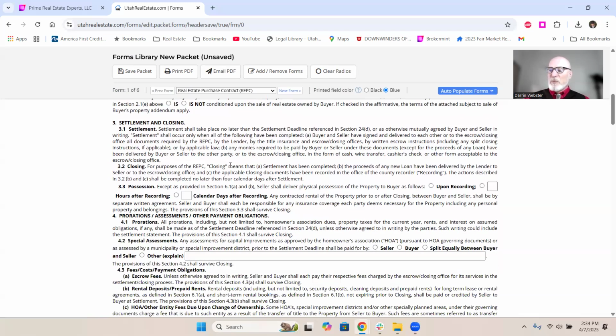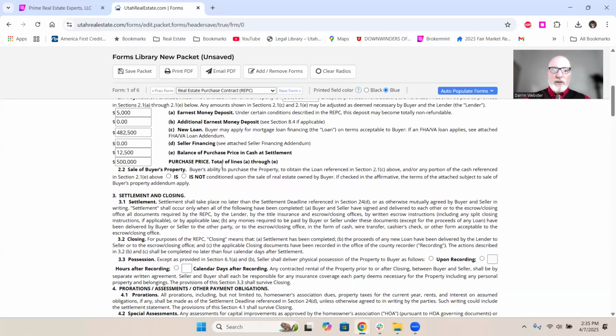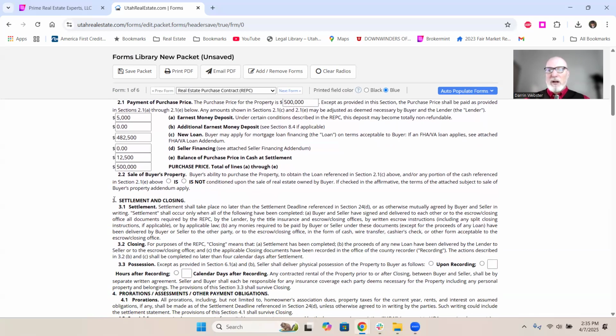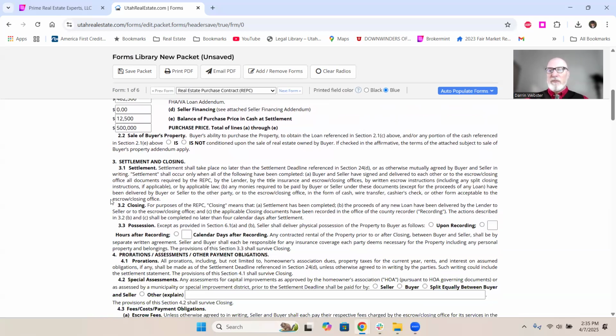Settlement and closing. This is what your buyers need to understand are two separate events. Settlement and closing are not the same thing. Settlement is, according to the contract, when all of the documents have already been signed by both sides, all the documents from title have been communicated to both sides, and all of the money has been transferred. So the buyer has transferred whatever balance they were required toward payment. All of that has occurred.